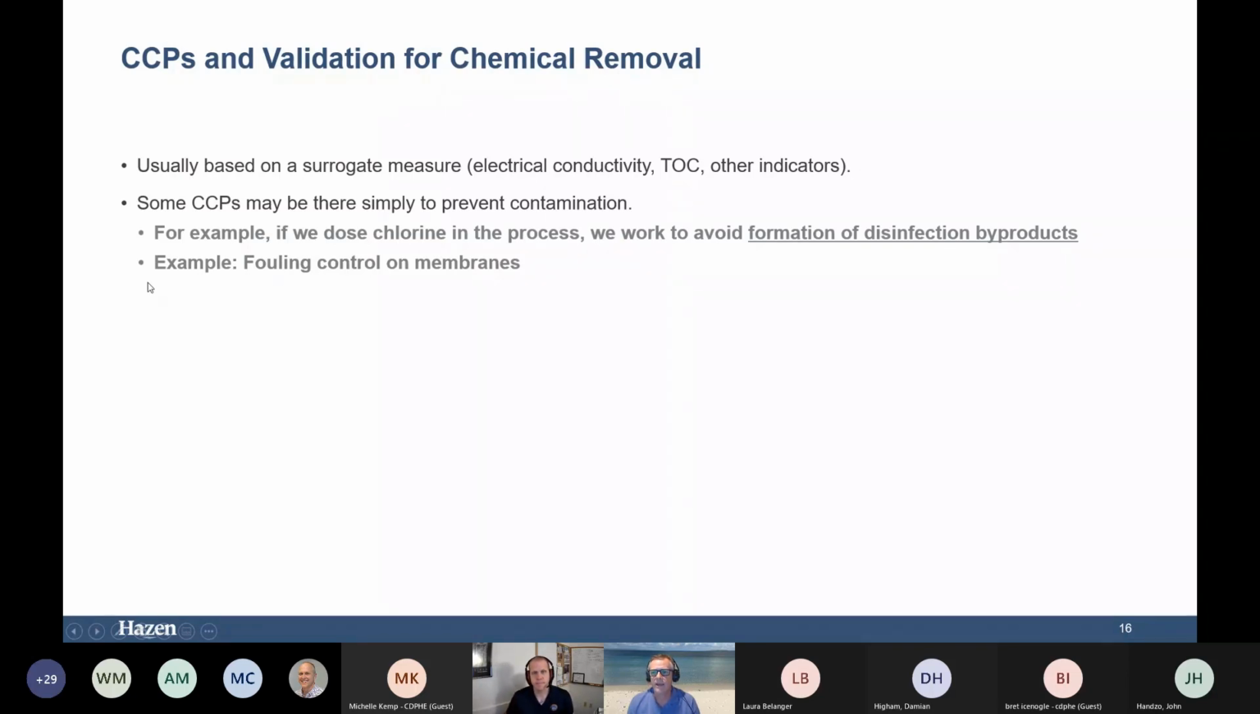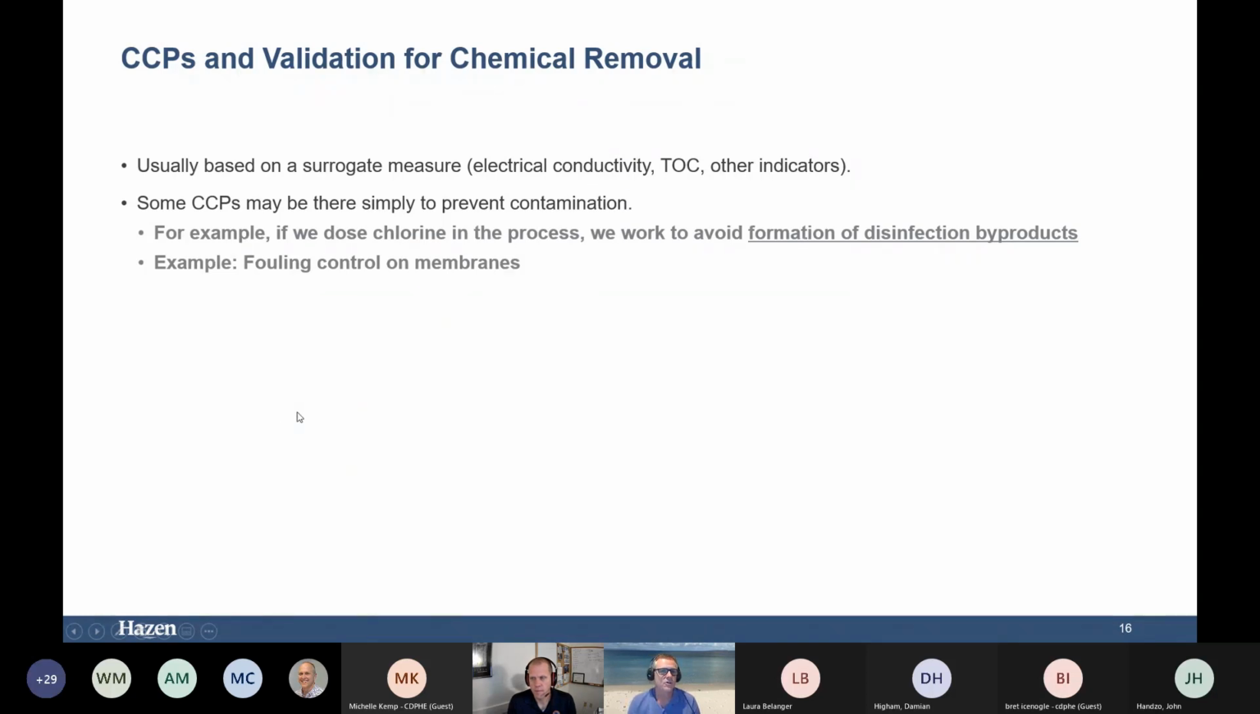Important to point out that there are other critical control points that might be there to simply prevent contamination as we add chemicals to the process. So an example of that I use is for RO membranes. We typically dose or form chloramine ahead of the RO, and we do that not from a health standpoint. We do that primarily to prevent biological growth on the membranes themselves.